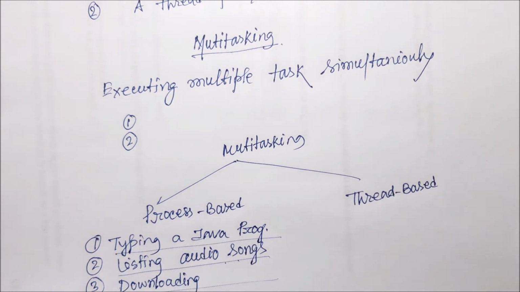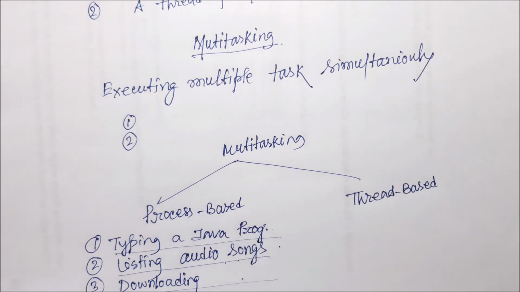So we can say that each of the tasks is assigned to some process. This is one of my processes, this is another process, this is another process. In this example we have three processes, but the three processes are independent of each other. So it's called process based multitasking.